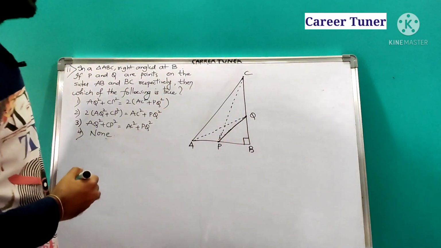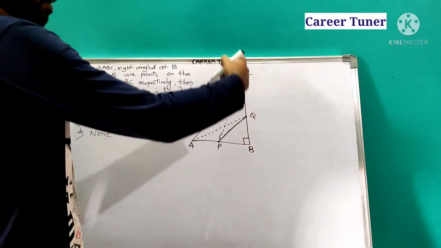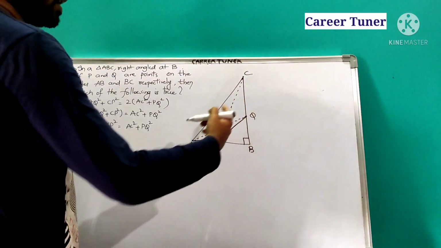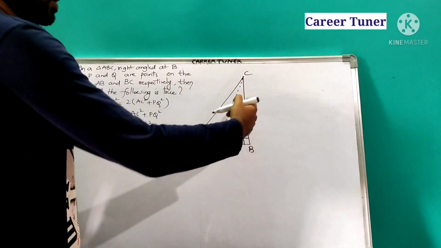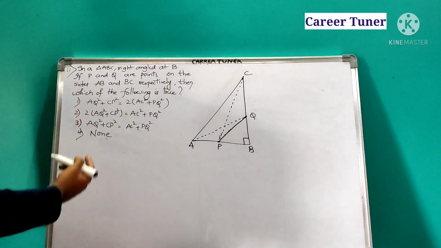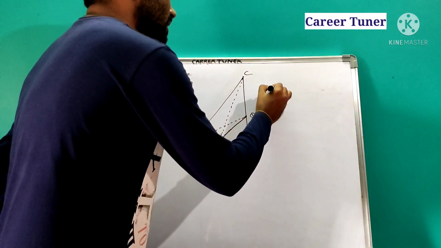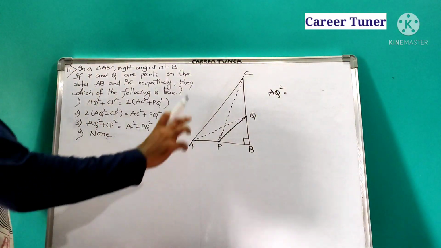So here, how many right angle triangles are there? You see, first right angle triangle ABC, next PBQ, next we have PBC, and next we have ABQ. So 4 right angle triangles are there. Using that we are going to solve. So the first statement, what is that? Let us solve what is AQ square. We know that hypotenuse square is equal to base square plus perpendicular square.